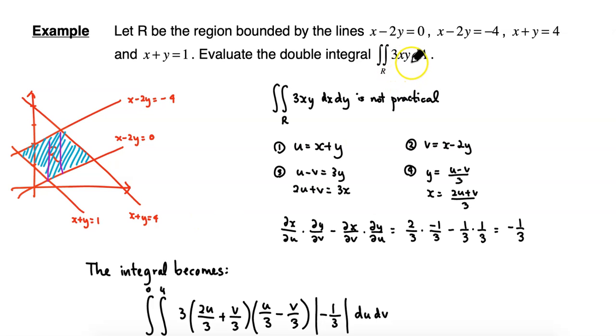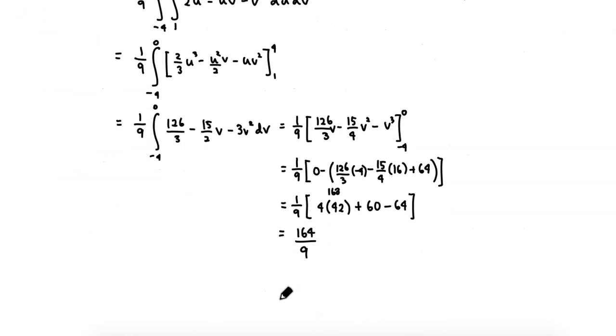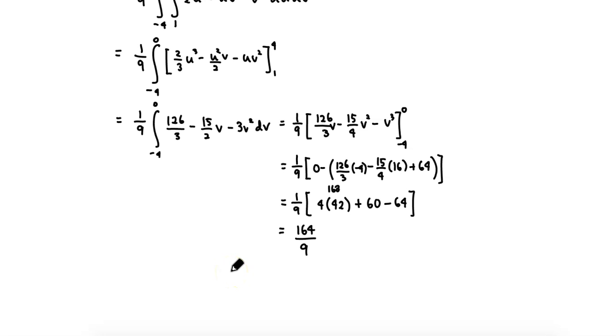I never mentioned that we were integrating 3xy over that region, which explains why we have 3xy here. That's it for this section and for the entire chapter. Thank you.